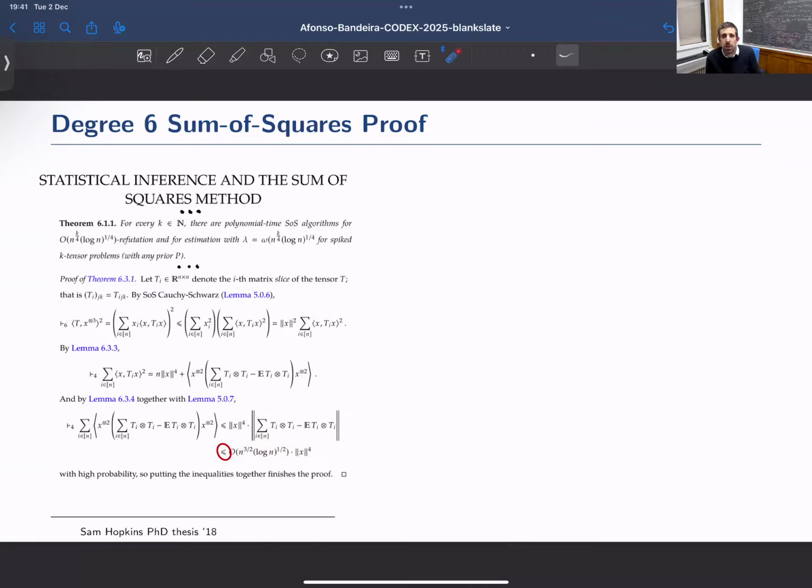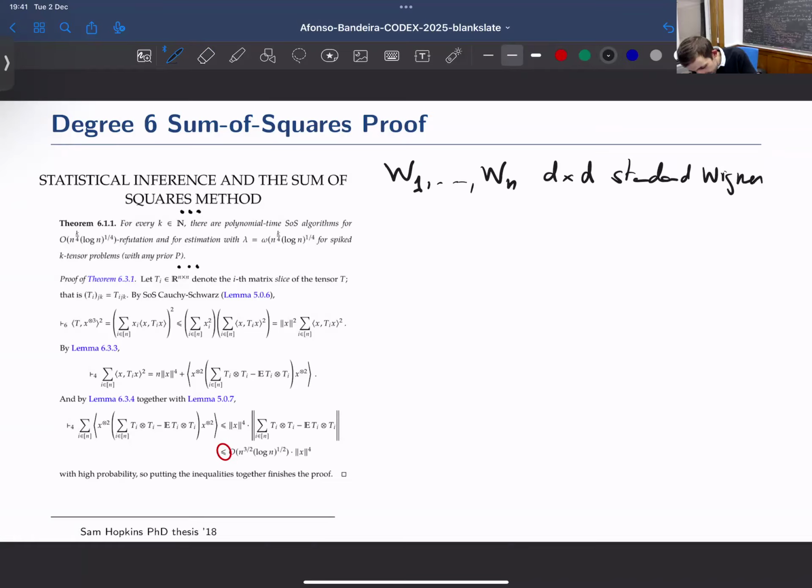involve polynomials of matrices. So in this particular case, these T's are big matrices. So the problem that you have to solve is: W1 through Wn are d by d standard Wigner matrices, and you have to understand, say, the expected value of the norm of the sum from 1 to n of Wi tensor Wi, minus this expectation. You have to understand objects like this.